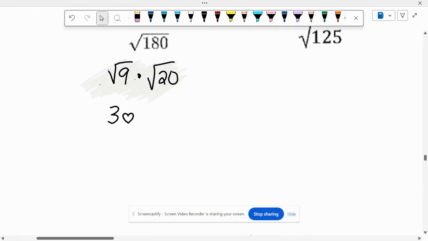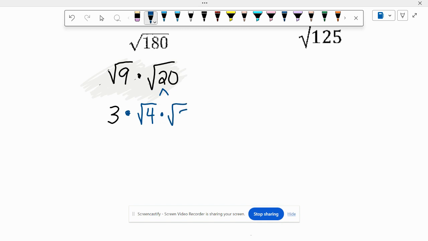So tell me, what can I do with 20? Does 20 contain a perfect square? Can I break it up? Let's see. Perfect squares: 4, 9, 16. Do the numbers 4, 9, or 16 divide 20? 4. So I'm going to break up the square root of 20 as the square root of 4 times the square root of 5. But I got to bring this down. What is the square root of 4? It's 2.